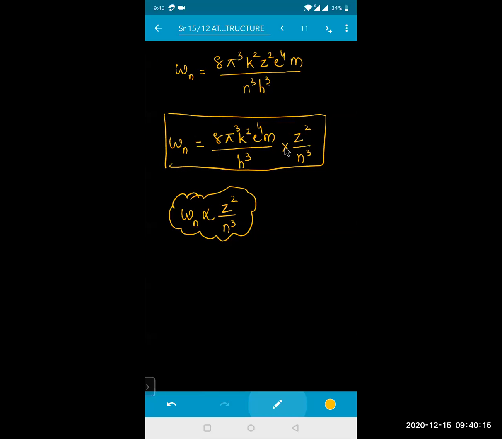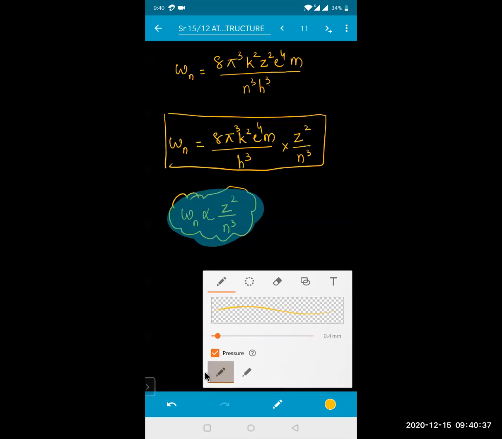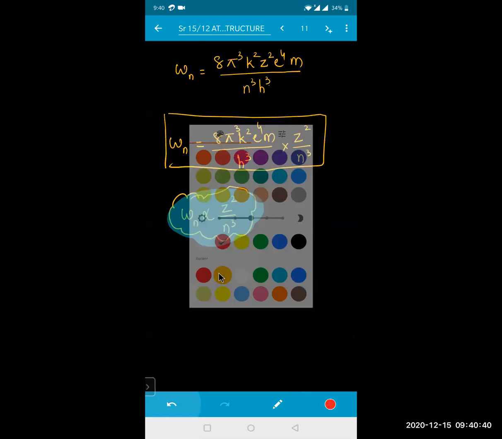This whole thing is constant. So m to the power of, this is all m, it is just one m, e to the power of 4. This is also asked many times. Angular velocity of nth orbit is proportional to the electron charge to how much power? E to the power of 4. So angular velocity omega n is directly proportional to z square divided by n cube. Very, very, very important formula. So please be attentive with this type of relations.